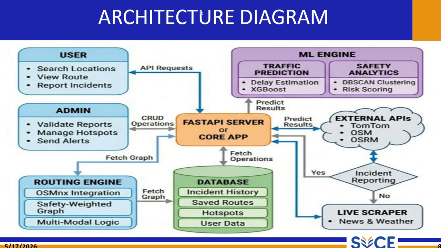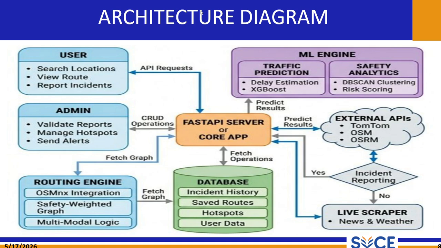The FastAPI server is the core backend server. It handles CRUD operations, creating, reading, updating, and deleting data, fetching the real network graph for routing, and connecting all components together.